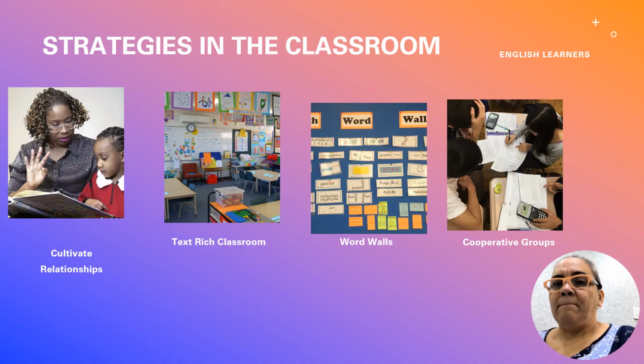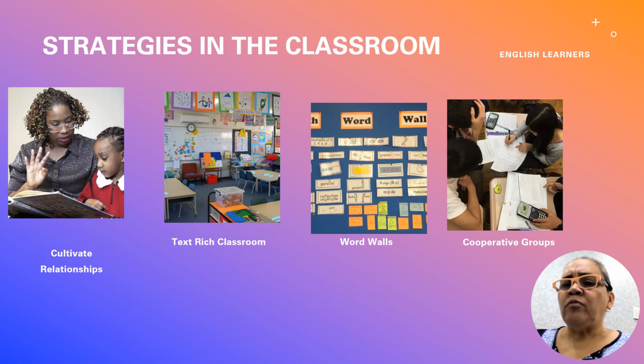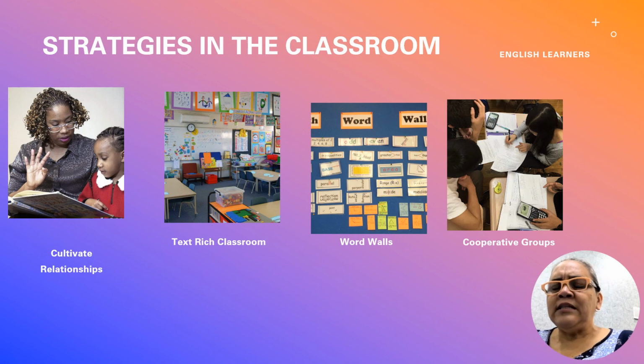Some of the strategies in the classroom that would help the English language learner are cultivating positive relationships, embracing their culture, listening to their stories from home, their funds of knowledge, allowing for translanguaging. One of the things that I learned this year in my classroom was to have a text-rich environment. Basically, have anchor charts, word walls, gallery walks, things that would help students be more familiar with everything that was going on in the content area.